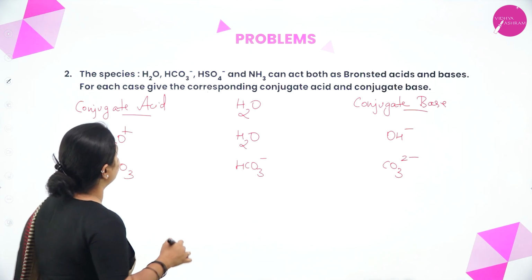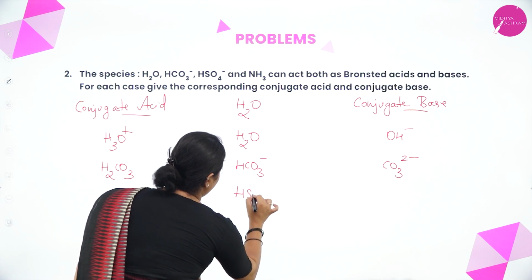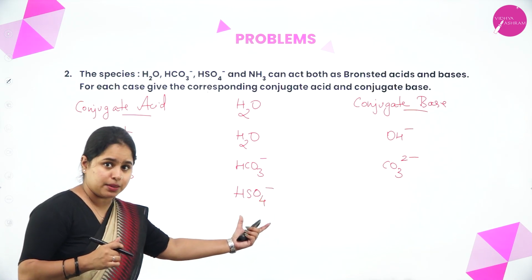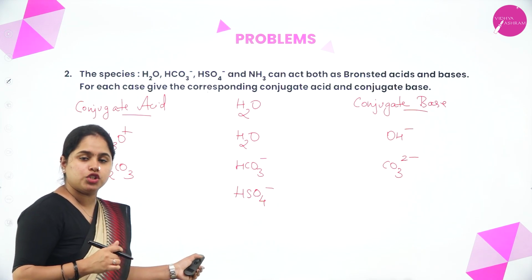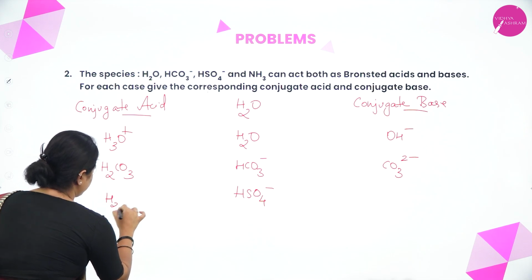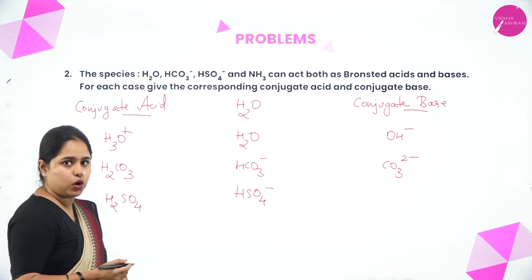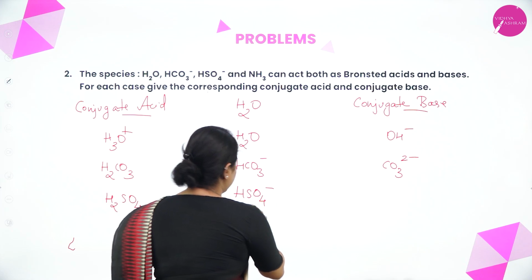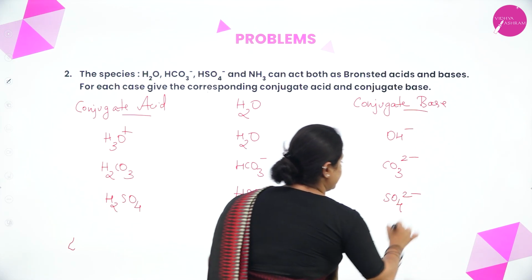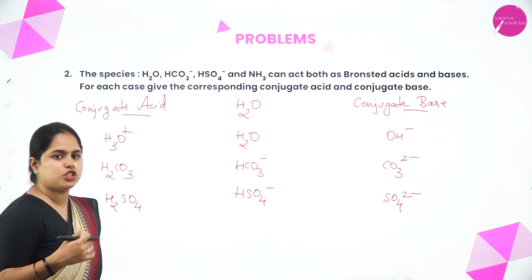Okay, now the next one is HSO4 minus. If you are considering this as a base, how will you write the conjugate acid? By adding one more H plus, right? So you will get H2SO4, which will be the conjugate acid. Now for the conjugate base, by removing the H plus, you will get SO4 2 minus, as one more H plus is removed.